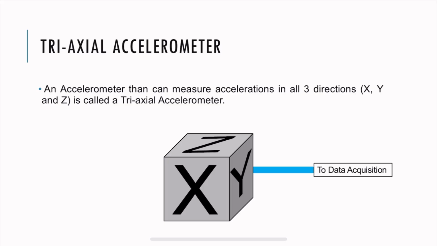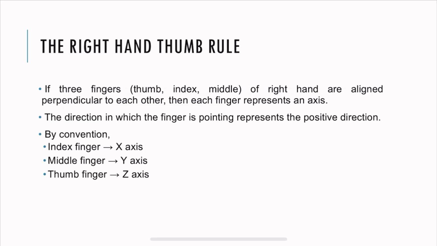So this is a schematic of a triaxial accelerometer. You can see the namings, the x, the y, and z, and on the other end you have this output that goes to the data acquisition system. So if you want to know how to properly figure out the direction an accelerometer is measuring, you need to start with the right hand thumb rule.